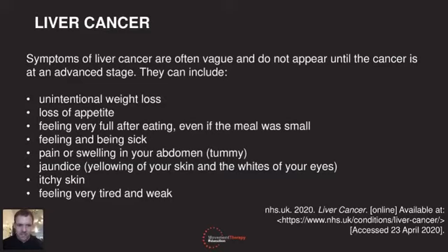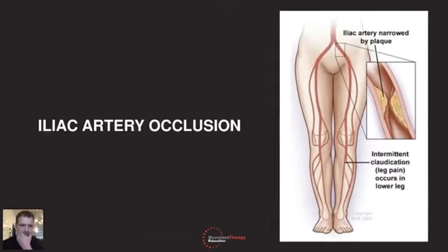Feeling of being sick, didn't really mention that. Pain or swelling in your abdomen, yes, there was pain, so that's one thing. Feeling very tired and weak was another, and her family history. So there weren't many things that ticked the liver cancer box. It was a possible, but it was probably down the list. Okay, so that was that one. It was more likely to be this. So we've got an iliac artery occlusion.